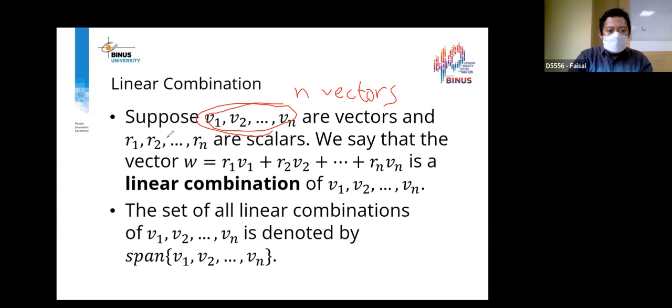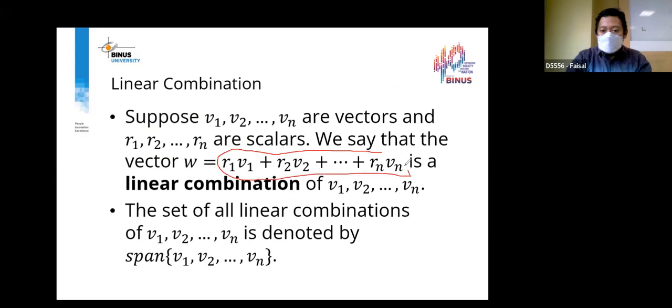And suppose that we also have n scalars, R1, R2 until Rn. So these are n scalars. Then from these n vectors and n scalars, we can multiply scalars with vectors and sum them. So we have the sum R1 times V1 plus R2 V2 plus until Rn Vn. This is a new vector. We call this new vector a linear combination of V1, V2, until Vn.